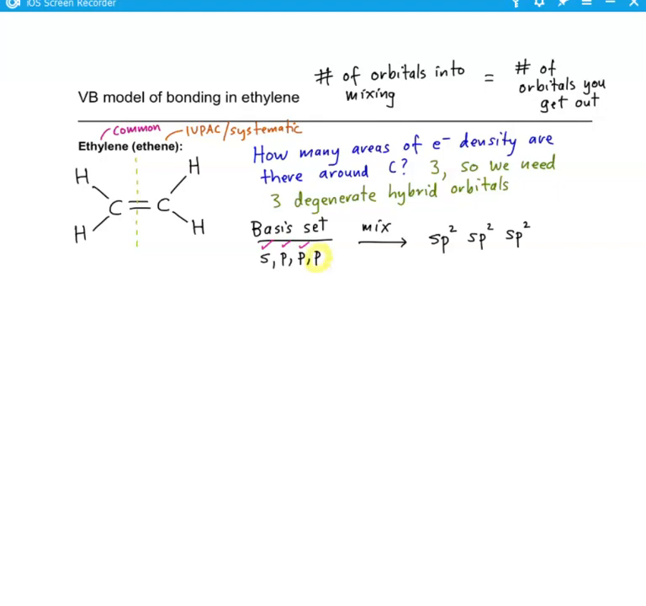But then what happened to this guy? This p orbital we didn't use. So we just bring that across and put it in the same set with our new sp2 orbitals. And so now these are the 4 valence orbitals on an sp2 hybrid atom. We can describe these in terms of percentage of p and s character. So an sp2 orbital is 33% s character and 67% p character.